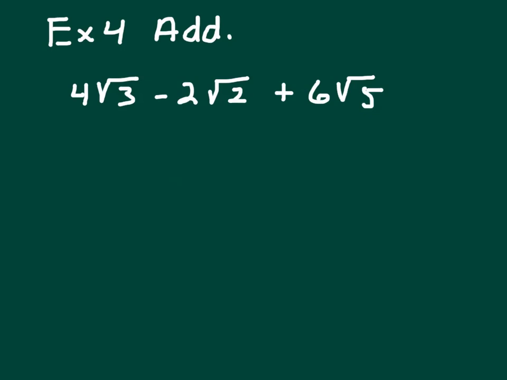Alright, final example. Let's take a look at example 4. 3 terms, and the directions on this is to add. Now the only way I can add them is if I have like terms. Well, what do you notice? This is a radical 3, the next one's a radical 2, next one's radical 5. None of these are the same, so we're done.